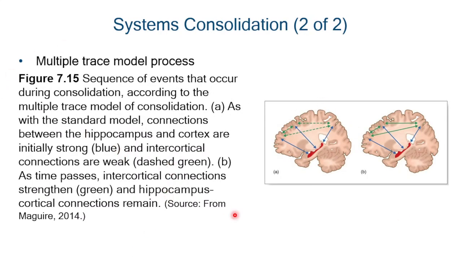So, this is the sequence that we saw earlier. But in this particular model, it's different. Instead of the blue line fading out, it is also sustained while the intercortical connections are getting stronger. So, that's the main difference.